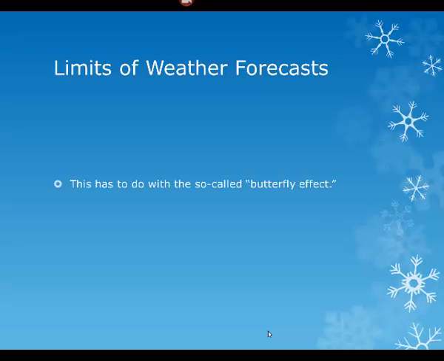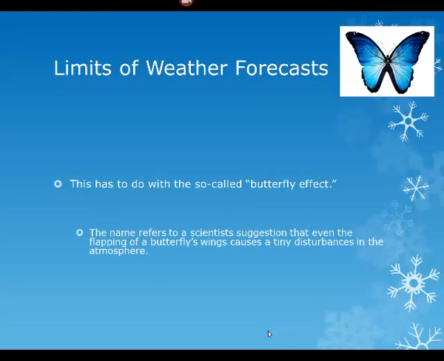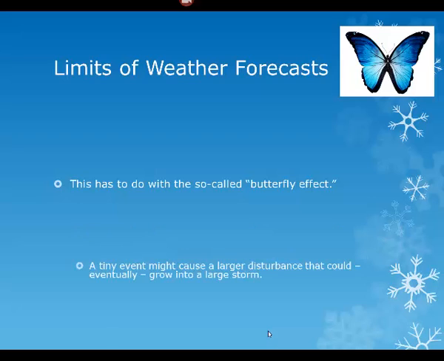This has to do with the so-called butterfly effect. We know that the atmosphere works in a way that even small changes may affect the weather today, tomorrow, or even further outside of a week in advance. The name refers to a scientist's suggestion that even the flapping of a butterfly's wings can cause tiny disturbances in the atmosphere. So a tiny event might cause a larger disturbance that could eventually grow into a large storm. We are just unable to predict all of the variables that could cause atmospheric changes and lead to weather condition changes that may produce storms in the future.